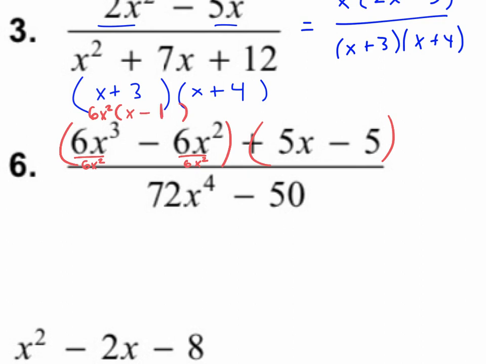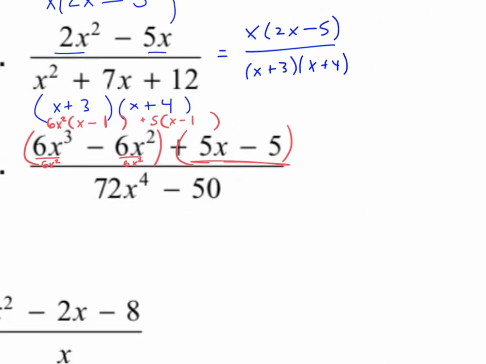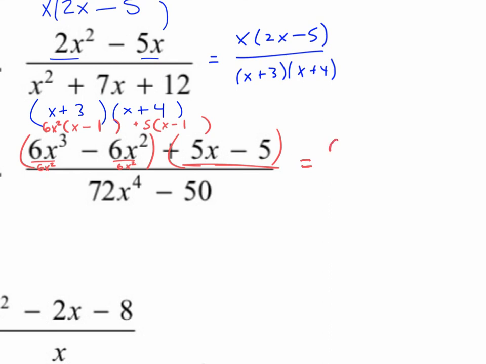X minus 1. And then what can we group out of the second 2? What can we take out here? 5. And then what are we left with when we take out a 5? X minus 1. So then when we factor by grouping, we put the first 2 numbers together. So our first parentheses would be 6x squared plus 5. And our second parentheses is x minus 1. So whatever is in common.